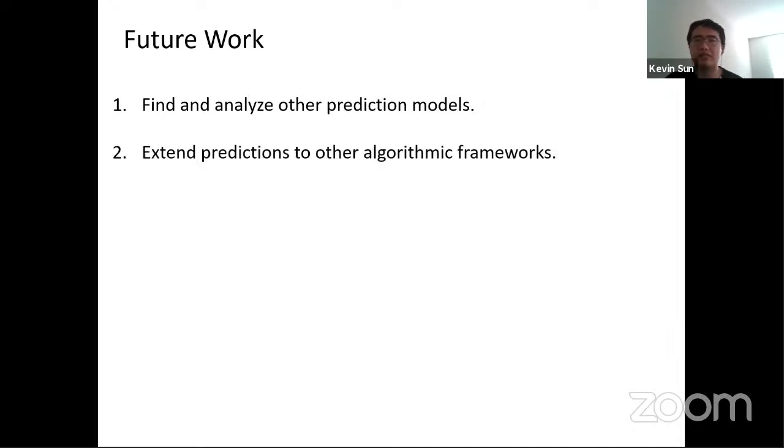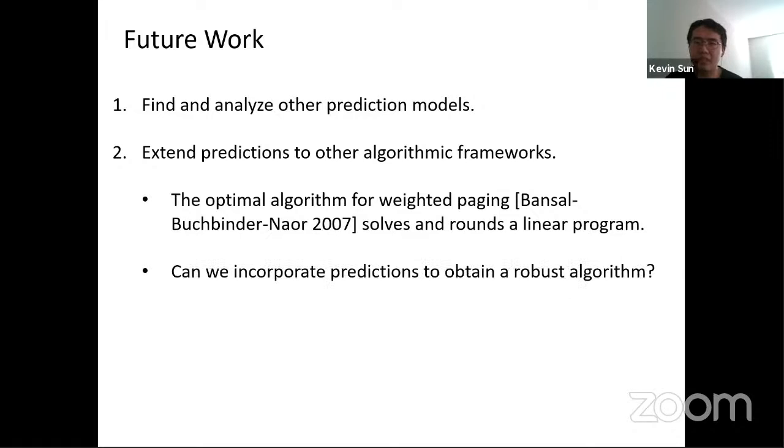And the second thing is to generalize where predictions can be applied in different algorithmic frameworks. I'll say one limitation of our work is that the optimal algorithm for weighted paging, given by Bansal et al. in 2007, solves and rounds a linear program online. And so it'd be interesting to see how we can incorporate predictions into this process in order to obtain a truly robust algorithm.